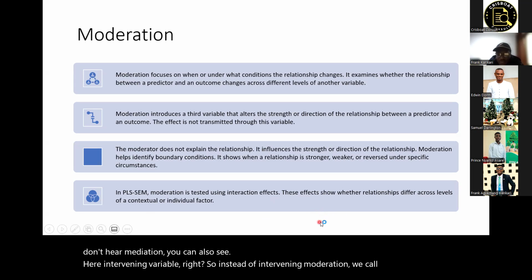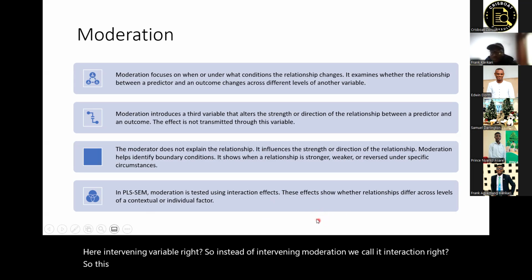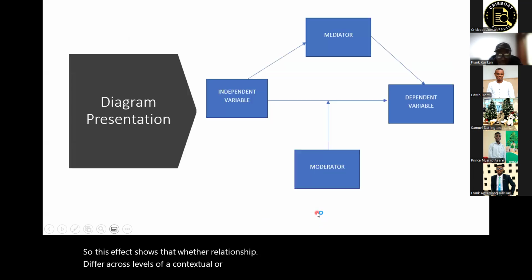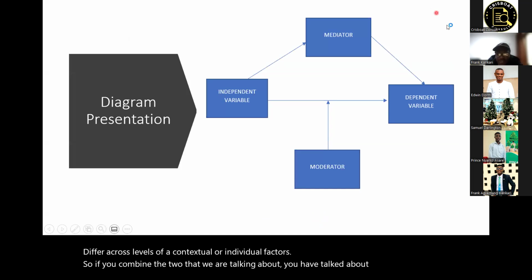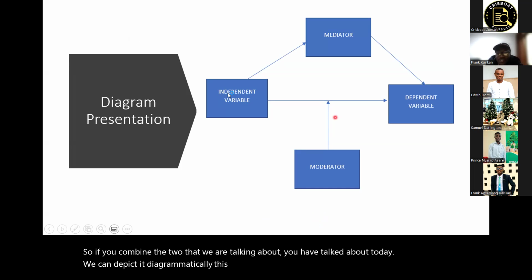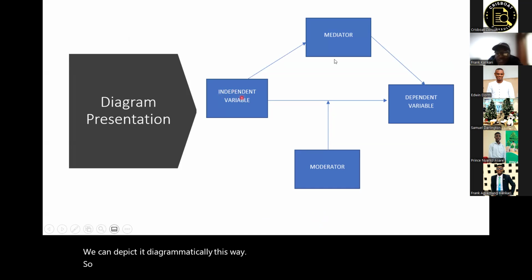So this effect shows whether the relationship differs across levels of contextual or individual factors. If you combine the two that we have talked about today, we can depict it diagrammatically this way. The key independent variable is here. We have our mediator or the intervening variable. We have the dependent variable.